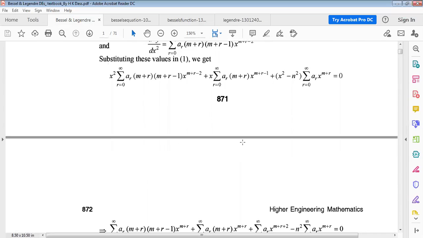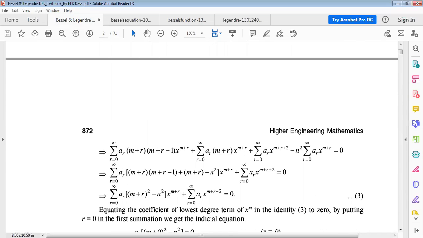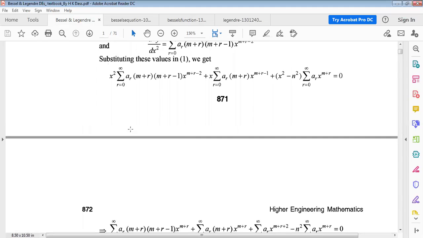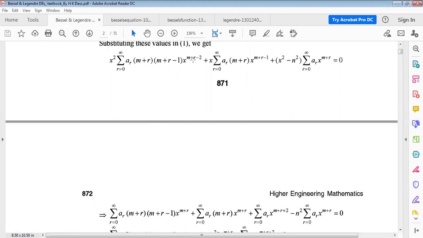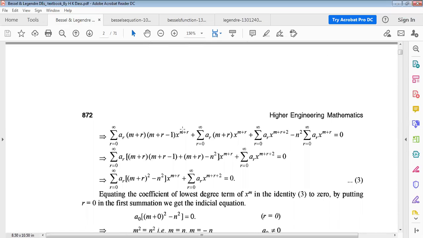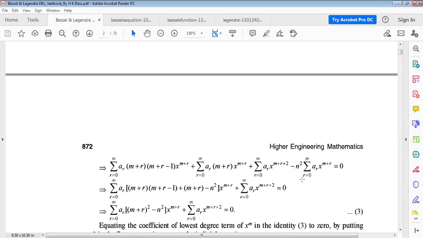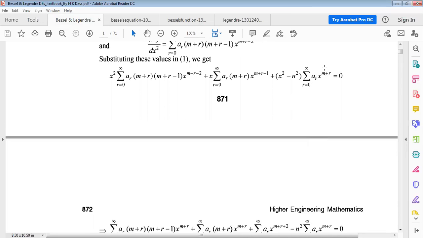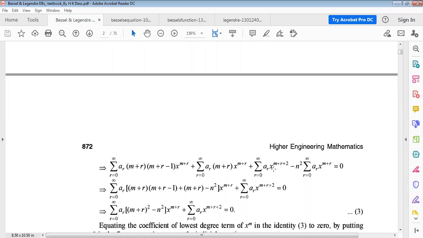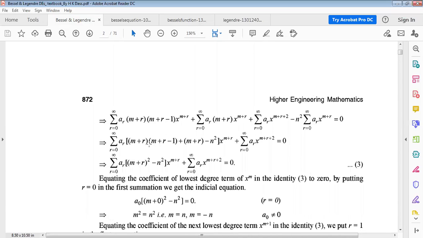Just putting the values, now taking the summation for r equals 0 to infinity, multiplying x² with this x to the minus 2, so x plus 2 again, this will become only x to the power m plus r. Similarly, this is also m plus r, and this will become x multiplying this, the minus 1 cancelled, only x to the power m plus r. This will also be x² multiplying, and n² multiplying this.